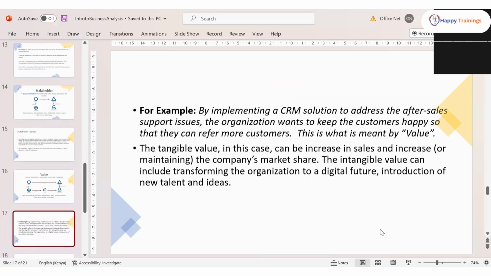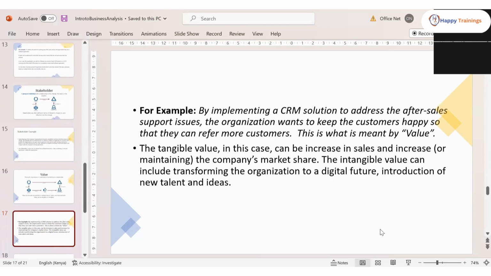For example, by implementing a CRM solution to address the after-sales support issues, the organization wants to keep the customers happy so that they can refer more customers. This is what is meant by value. The tangible value in this case can be an increase in sales or an increase in the company's market share. The intangible value can include transforming the organization to a digital future and the introduction of new talent and ideas.